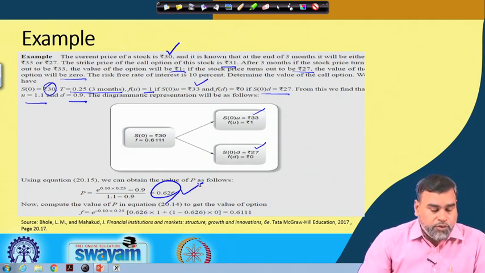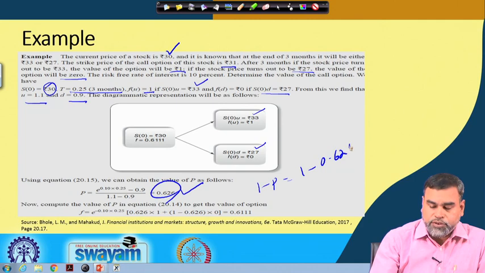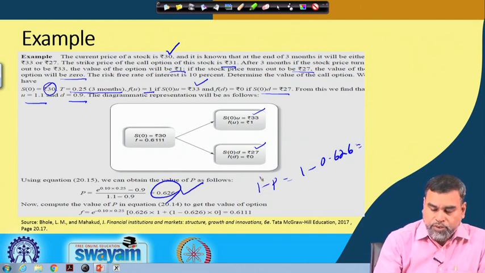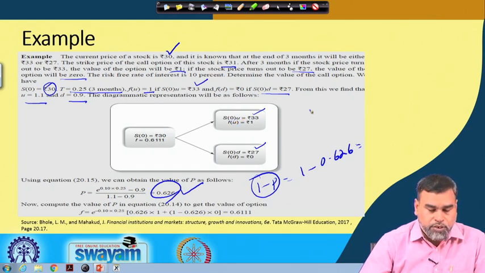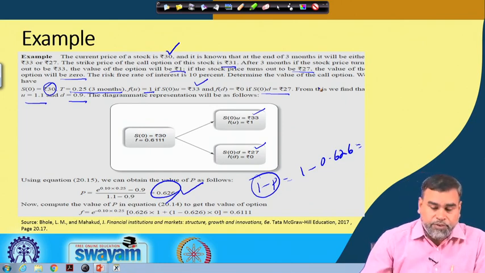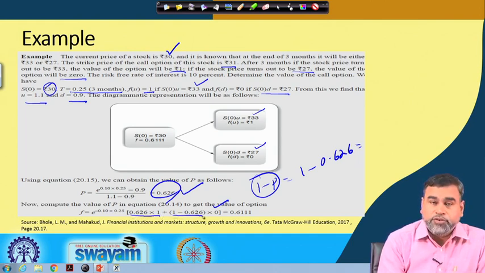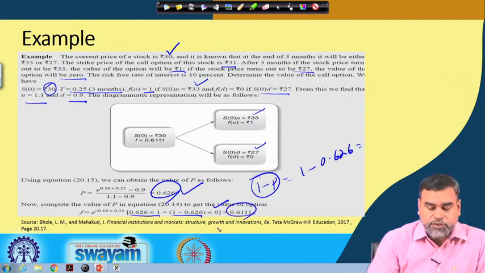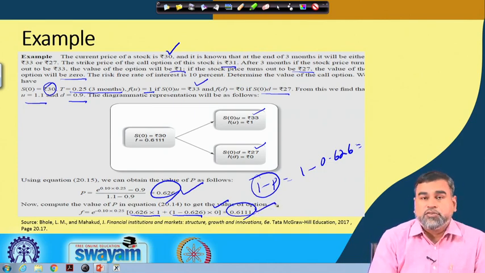So, the P you got, then you can find 1 minus P, which is 1 minus 0.626. Now in this equation we have f is equal to e to the power minus r t into P into f of u plus 1 minus P into f of d. Then f of d is equal to 0, so obviously 0.626 into 1 plus 1 minus 0.626 into 0, that you got as 0.6111. So, the option premium, or the option price, of this particular example will be 0.611.